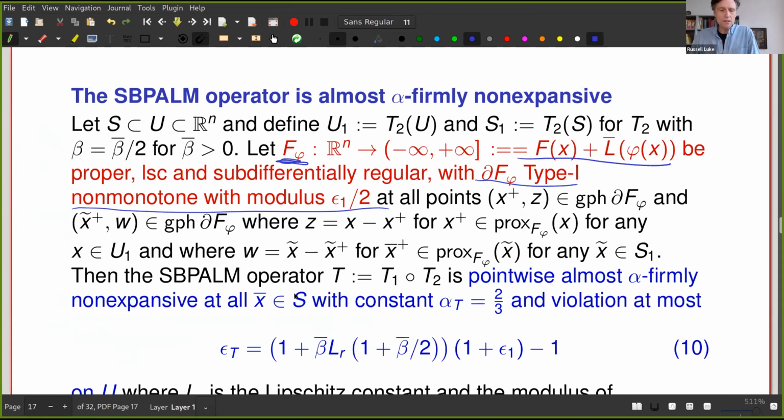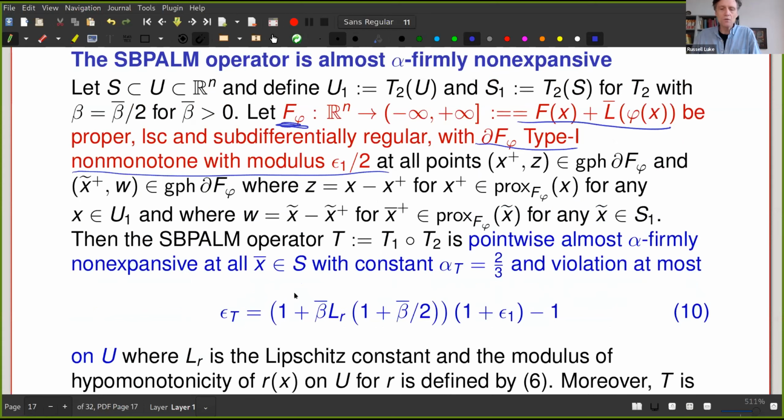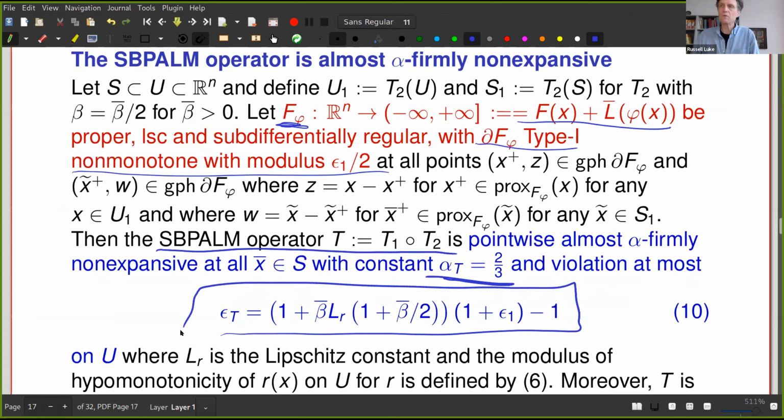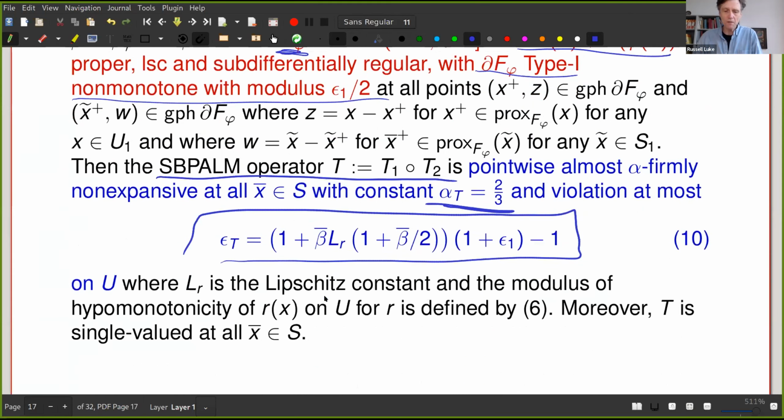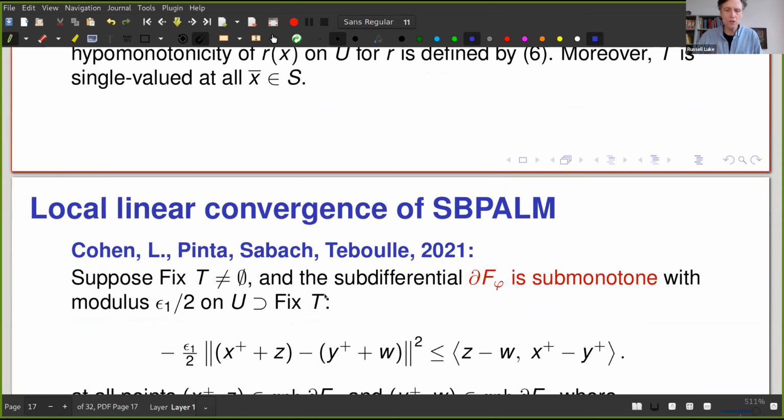And then under the other assumptions, I don't need to add those to my local analysis, then we get that the SB Palm operator is pointwise almost alpha firmly non-expansive with constant alpha two-thirds, and violation given by this. This was that violation that then, when I went to the metric subregularity constant, the metric subregularity constant has to overwhelm this violation. And that's exactly where that upper bound is coming from. And so that's how you do it.